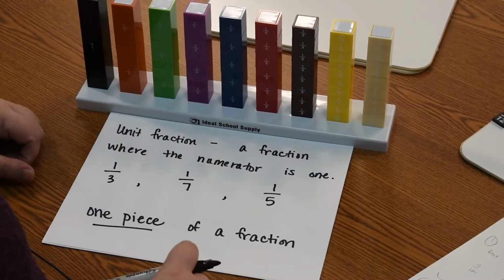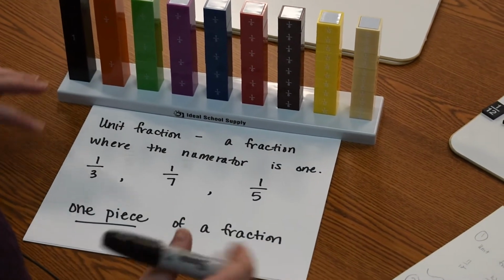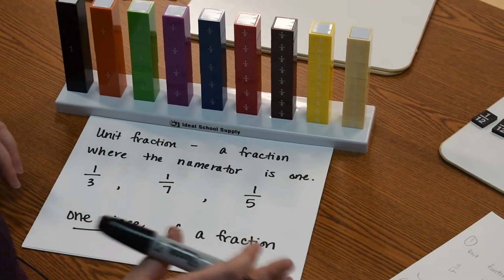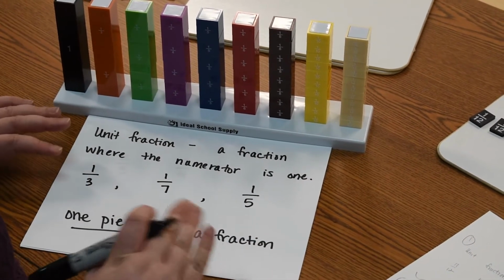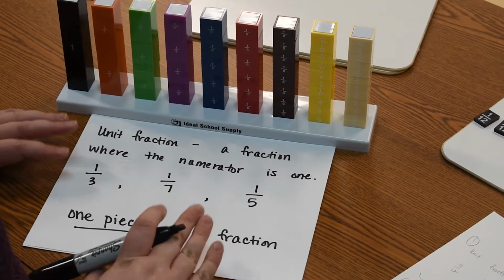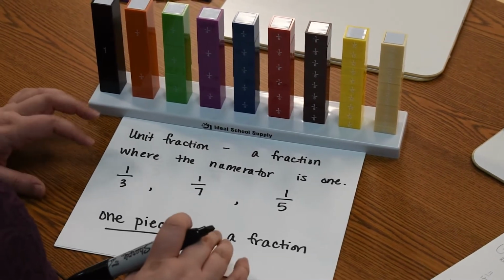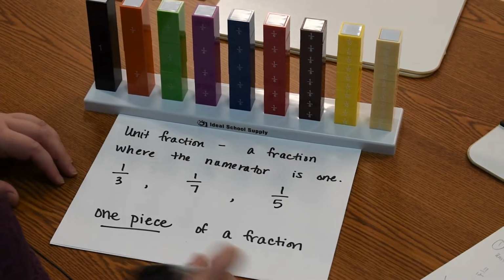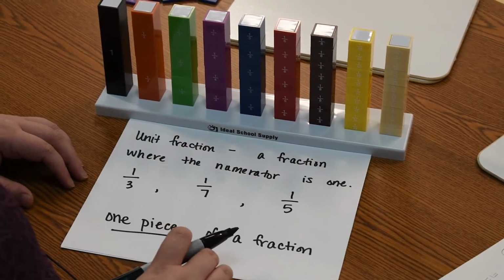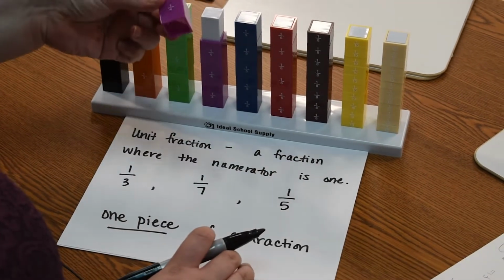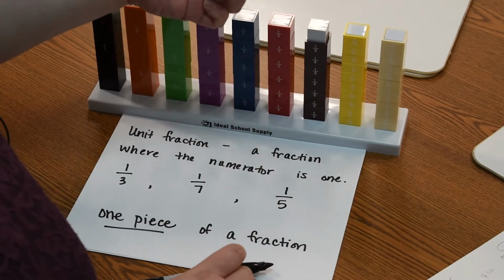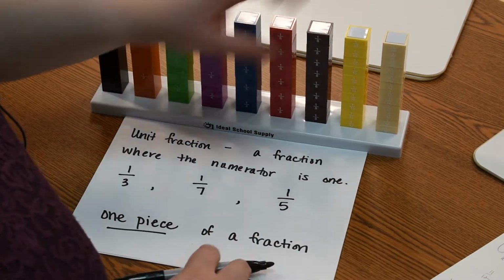So for this last strategy, we are benchmarking against 1. In the last video we really looked at benchmarking against half. This one is looking at benchmarking against 1. And the definition that we need to focus on for this strategy is unit fractions. Unit fractions are any fraction where the numerator is 1, but we can also think about it as one piece of the fraction. So this 1/4 is a unit fraction, this 1/8 is a unit fraction, and so on.